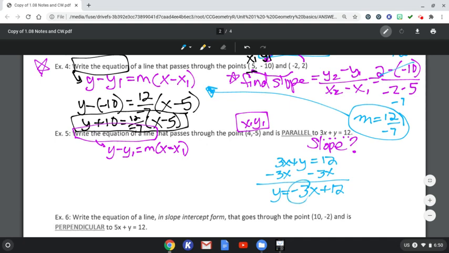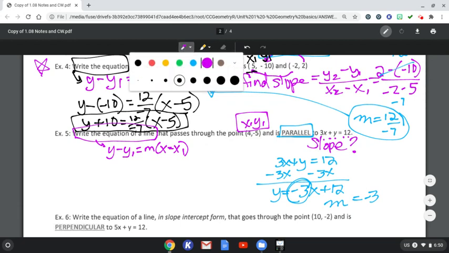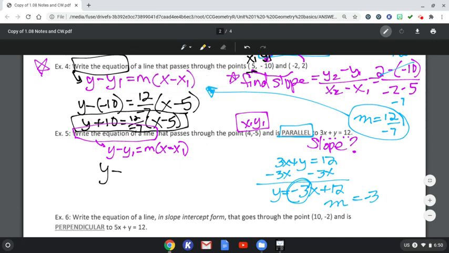So our slope is going to be negative 3. And since we need an equation parallel to it, we're going to keep that slope. The next question changes a little bit. So looking here, we're going to make our substitutions. So y minus the y1, again, is negative 5, equals the slope, negative 3, times x minus 4.